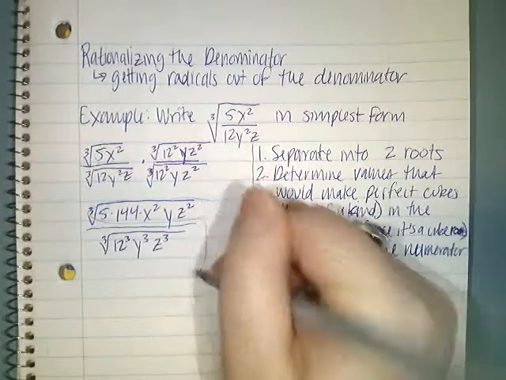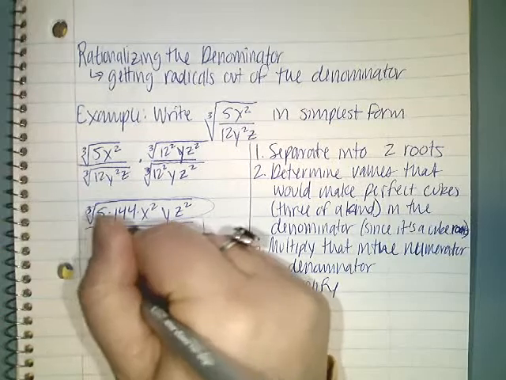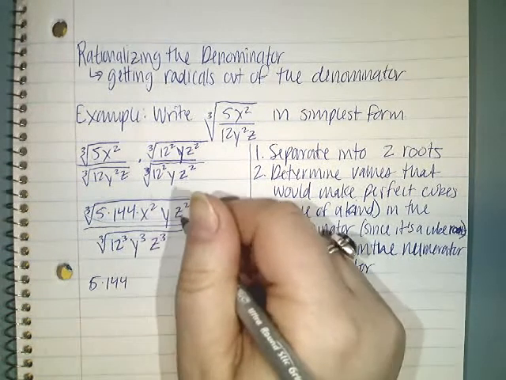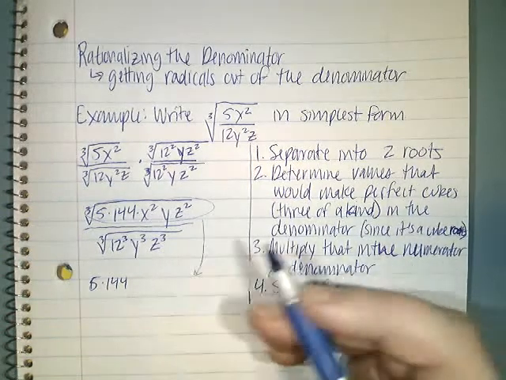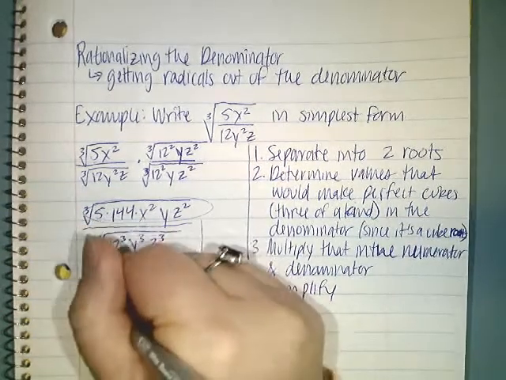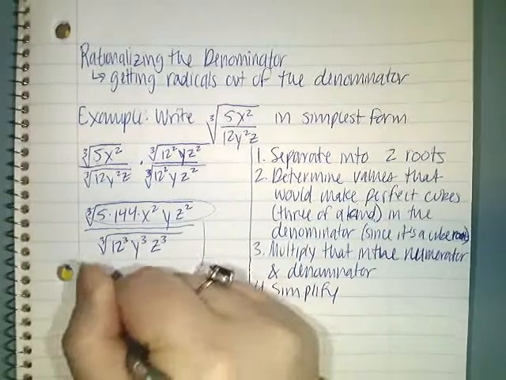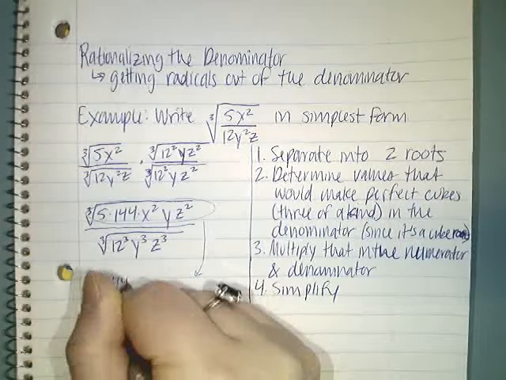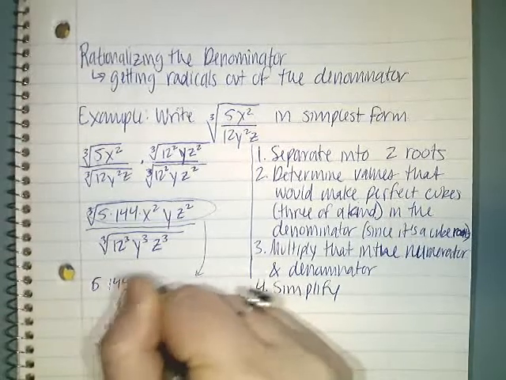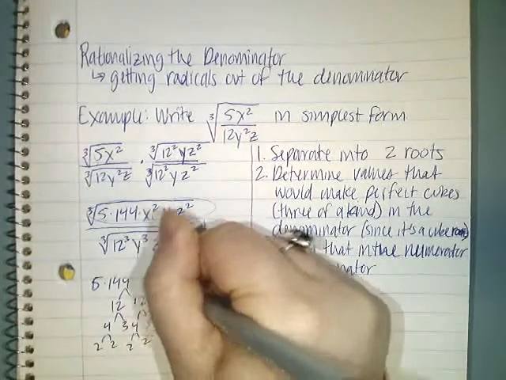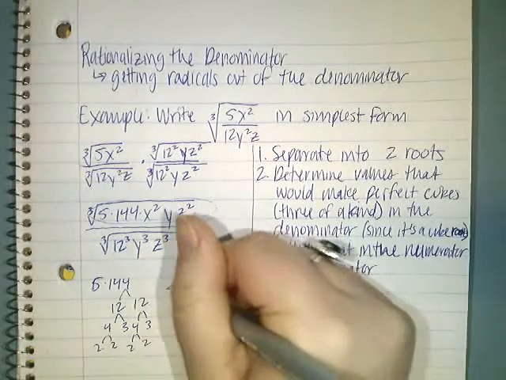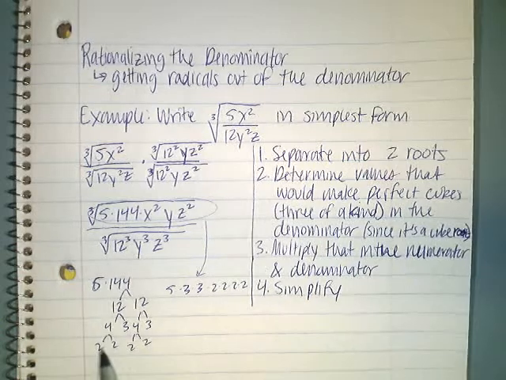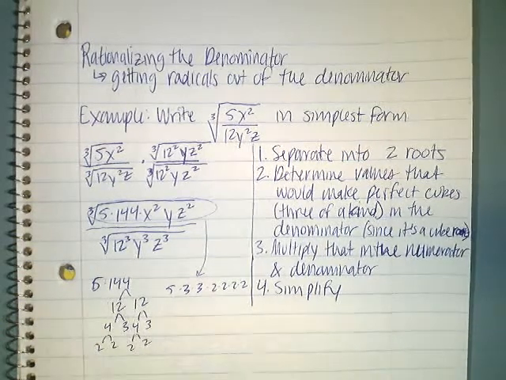So I'm going to bring this over here. I have 5 times 144. My x, y, and z, none of them are perfect cubes, so I don't need to simplify that out. So 144 is 12 times 12, which becomes 4 times 3 and 4 times 3, 2, 2, 2, 2. So my prime factorization would be 5 times 3 times 3 times 2 times 2 times 2 times 2. So I have 1, 2, 3, 4 2's, 2 3's, and a 5.